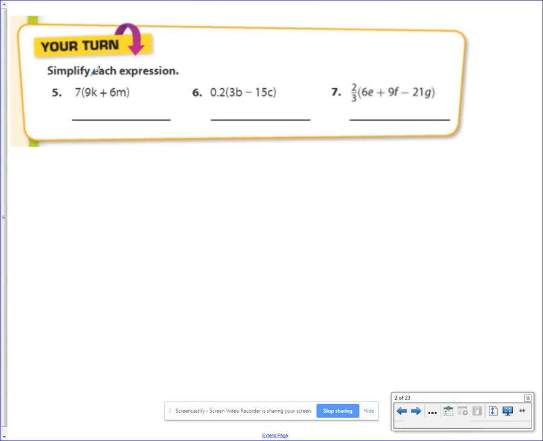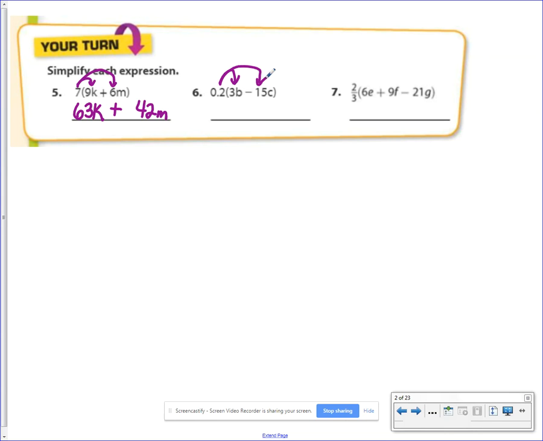Do some simplifying. All right, so this is a product, 7 times this whole quantity. So to simplify this, use the distributive property. 7 times 9 is 63. Okay, 7 times that 6m, and it's positive, is 42m. Because these are different variables, I cannot combine them together. You're done.